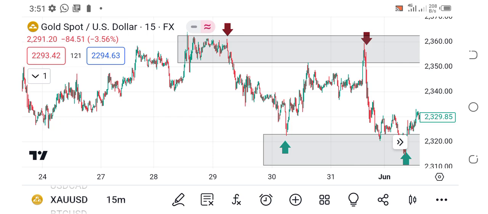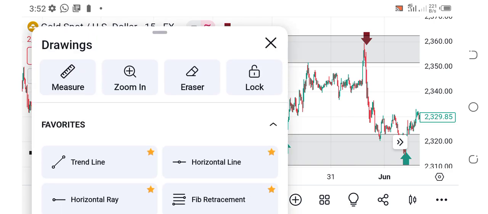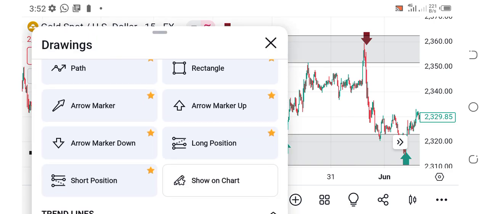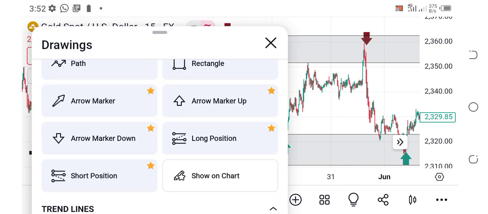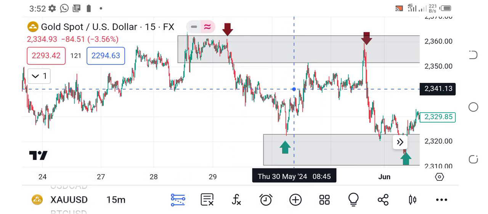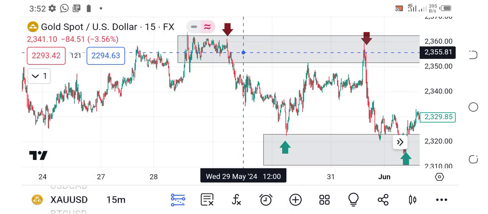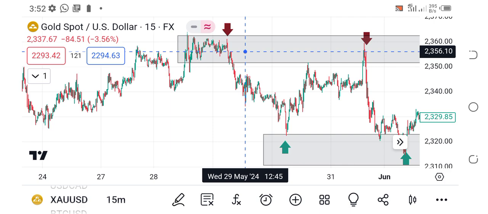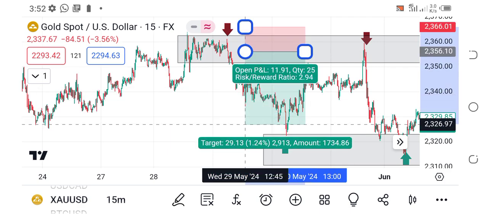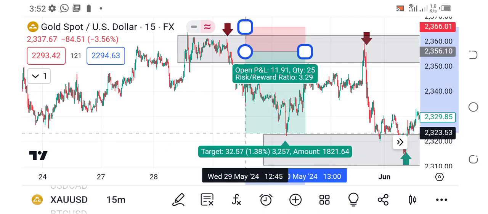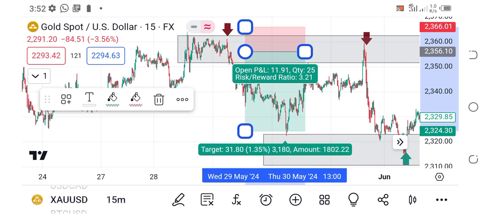You are going to wait a little to see what's going to happen. Anytime you see that the price was not able to break through that point, and you see that the price has started going down, you are going to be taking your selling position. You are going to use your short position to bring out your risk to reward ratio.